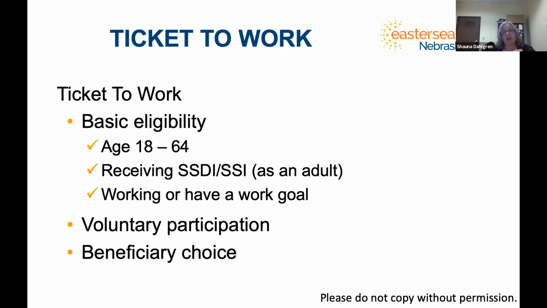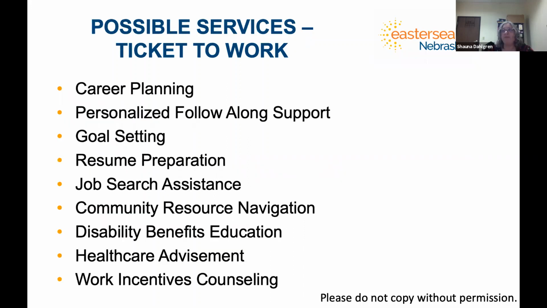And it is the beneficiary's choice who to work with. And so this is just, again, a general list of the types of services that are available through the Ticket to Work program through employment networks. Work incentives counseling and healthcare advisement, the piece that we've been talking about primarily today, can be services that can be accessed through the Ticket to Work program. Not just the employment related services, but also understanding the implications of work and the options for continued healthcare coverage.